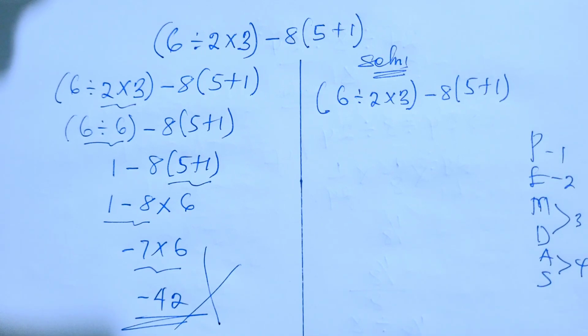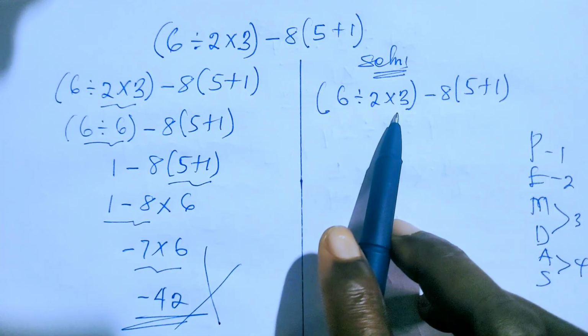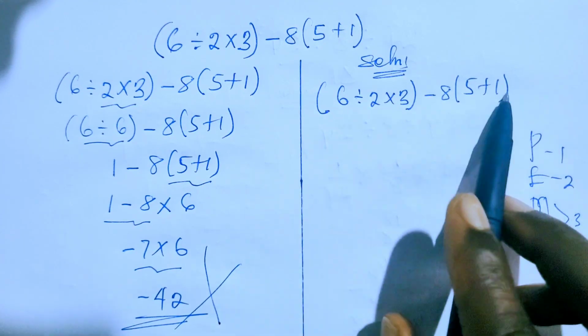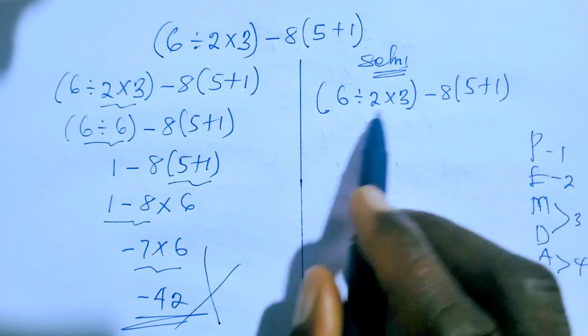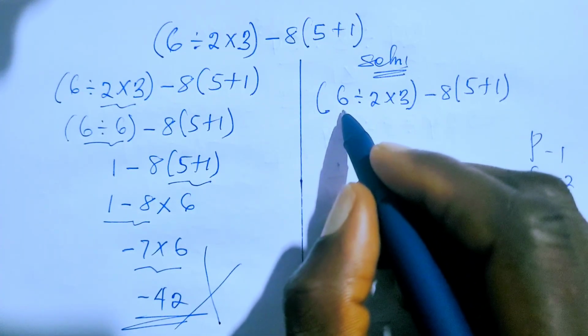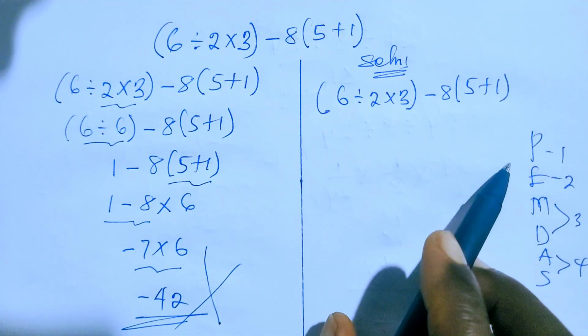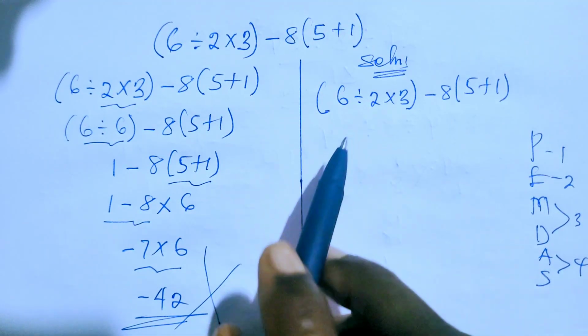Now, following this principle here, first we are going to consider the parentheses right here. That simply means you are going to simplify the terms inside this parentheses first. Now we are going to consider division first, because division is of higher priority than the multiplication.